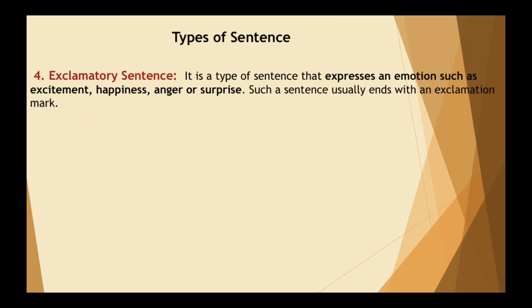Coming to the next type, it is exclamatory sentence. All right, it is a type of sentence that expresses an emotion such as excitement, happiness, anger, or surprise. Such a sentence usually ends with an exclamation mark. So now you know the difference between interrogative and exclamatory sentence. An exclamatory sentence ends with an exclamation or an exclamatory mark, and the interrogative sentence ends with a question mark.